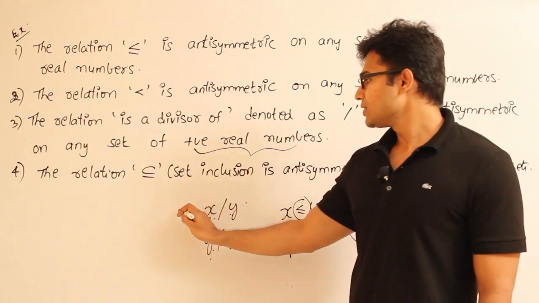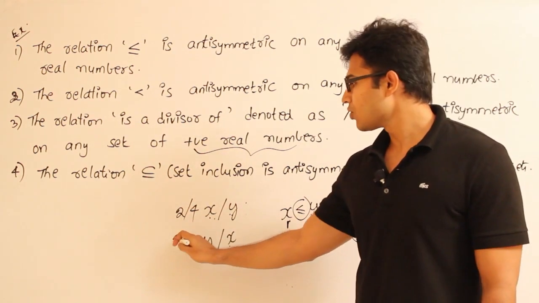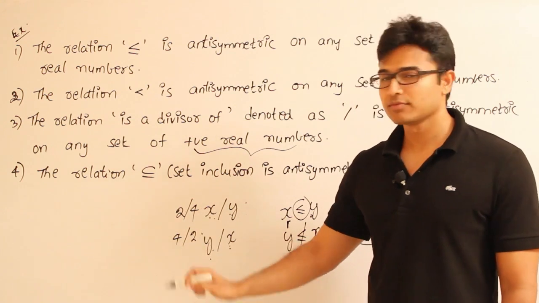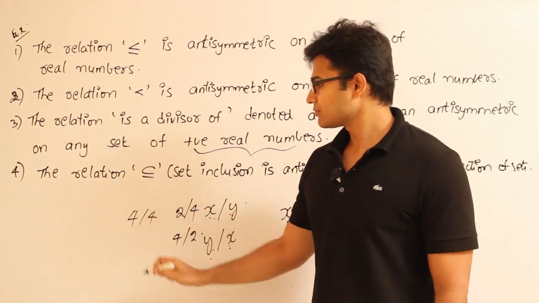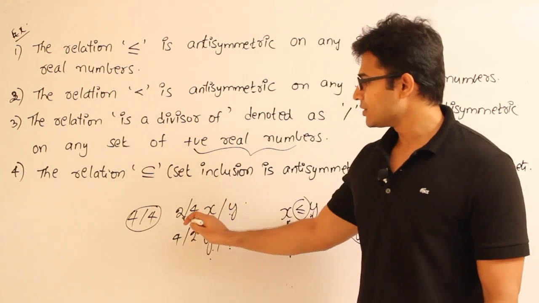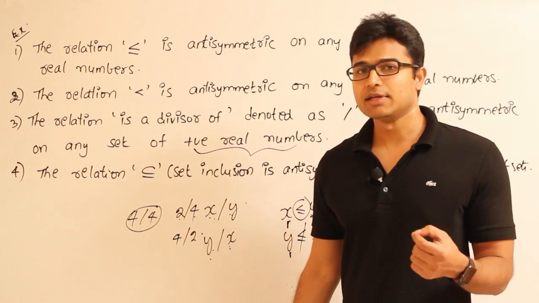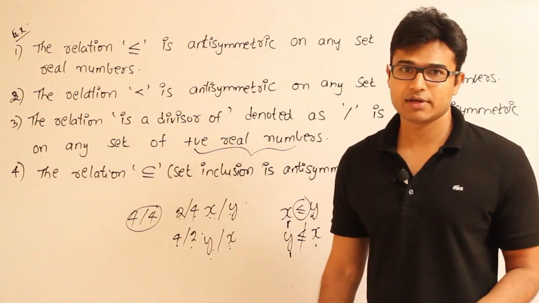See, 2 is a divisor of 4, but then 4 will not be a divisor of 2, and 4 is a divisor of 4, right? This is allowed. So x comma x can be present. So what does it mean? If 2 comma 4 is present in the relation, then 4 comma 2 should not be present. Of course they will not be present, right?